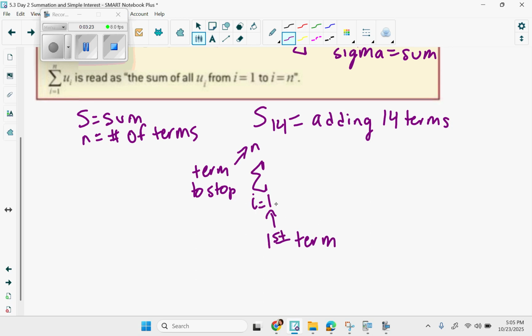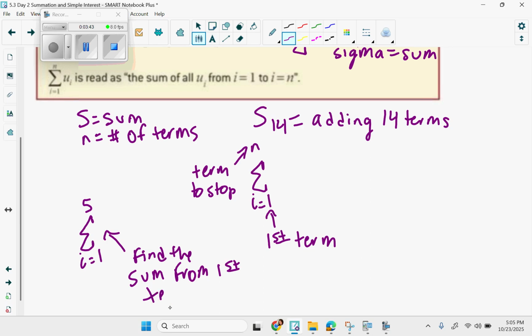So what this means is, let's say we put 5 up top. This is an example. Basically what I'm trying to do is find the sum from the first term to the 5th term. So here 1 means your first term, 5 means the 5th term. Any term between the 1st and 5th, we would find the sum of all those values.